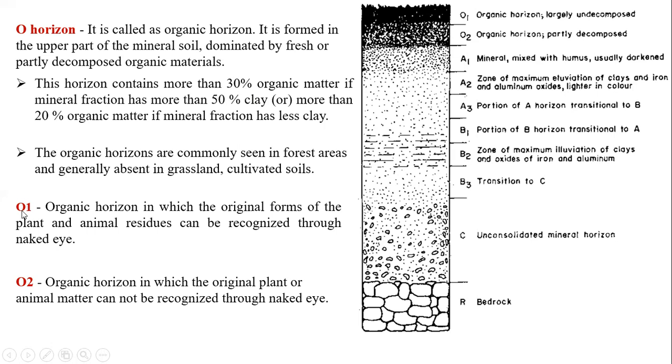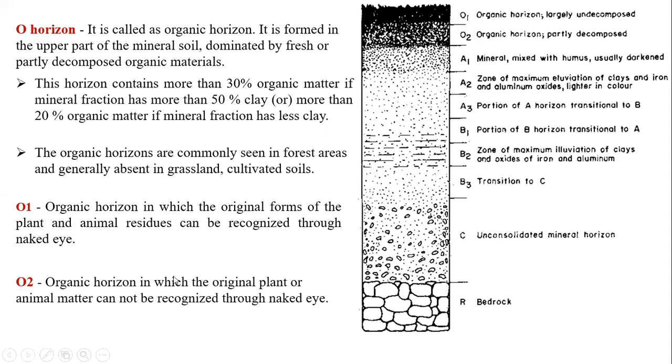In this organic horizon, there are two layers: O1 and O2. In the O1 horizon, we can see the organic debris and residues, whether plant or animal residues, with our naked eye. There is no need for any aid such as a microscope. But in the O2 horizon, it's completely decomposed, so we can't see the original nature of the organic compounds which were present in the layer. Most of the plant matter we can't recognize with the naked eye in the O2 horizon, whereas it is quite the opposite in O1, where we can easily identify whether it's plant residue or animal residue.